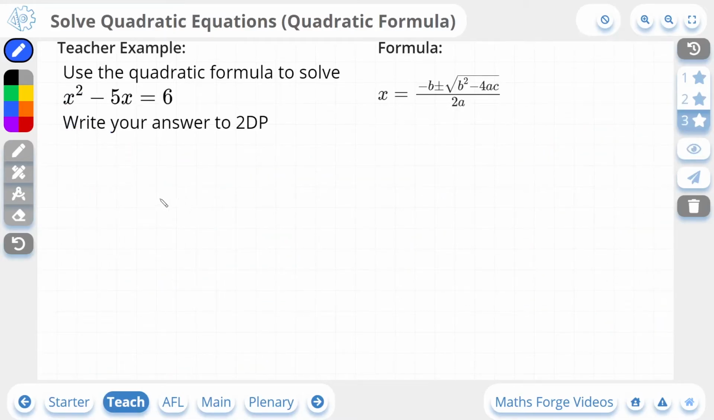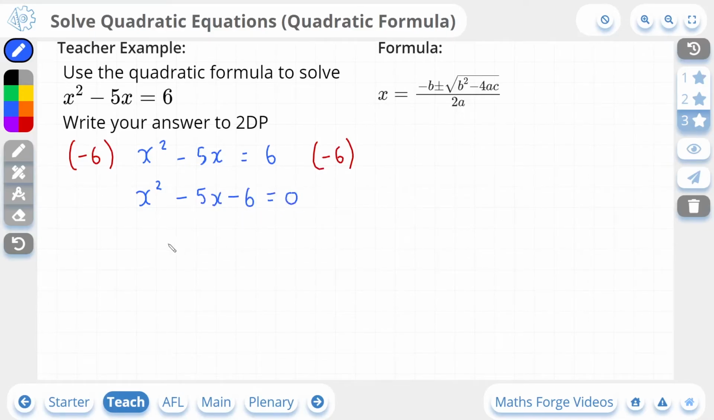Now we're going to do a 3-star example. Here we have x squared minus 5x, which is equal to 6. Now remember, the quadratic formula only works in solving quadratic equations when they are equal to 0. So this quadratic equation here is currently equal to 6. We're going to fix this by subtracting 6 from both sides, because 6 minus 6 will leave us with 0 on the right. And don't forget to do it to the other side as well. This is now going to leave us with x squared minus 5x minus 6, which is now equal to 0.